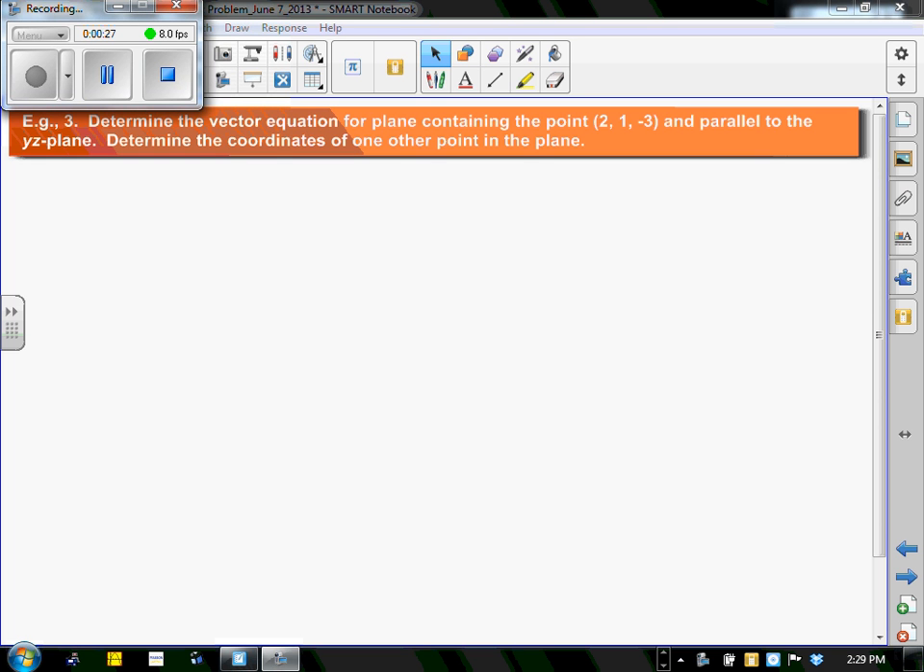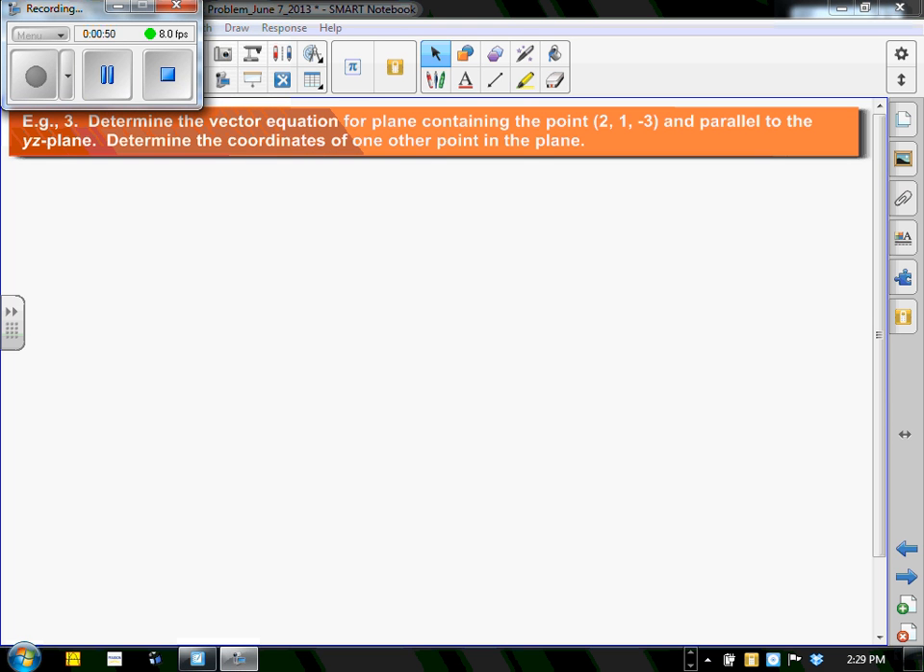And this example goes a step further. Now we're going to be given a point in a plane as well as the plane that we're searching for being parallel to the YZ plane. And also we need to determine the coordinates of one other point in the plane that we find.